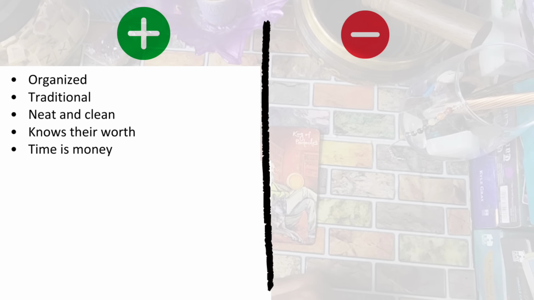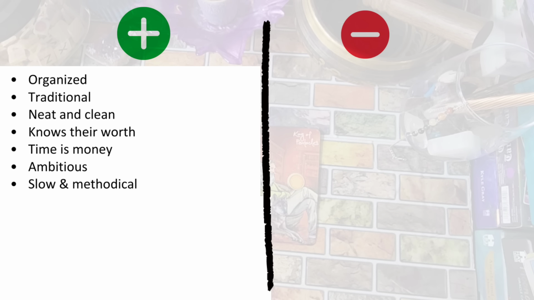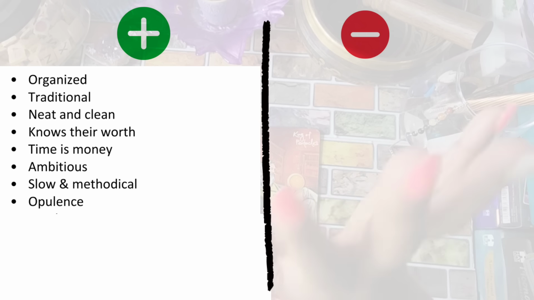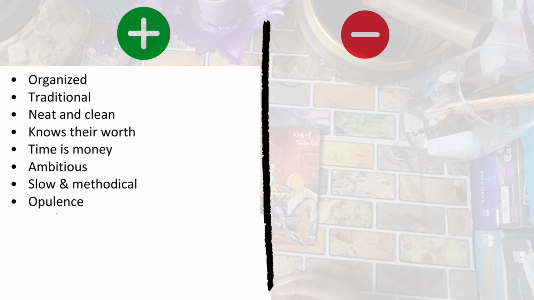They're very ambitious. They're slow and methodical. They're going to put their mind, their heart and soul into any project that they're doing. This reads as opulence to me. Capricorn, Taurus, Virgo, when they're on their upswing, when they're acting good, on their higher end, very opulent. They love the finer things in life.